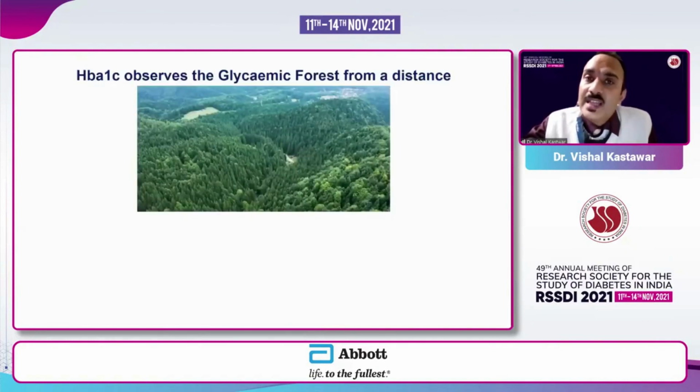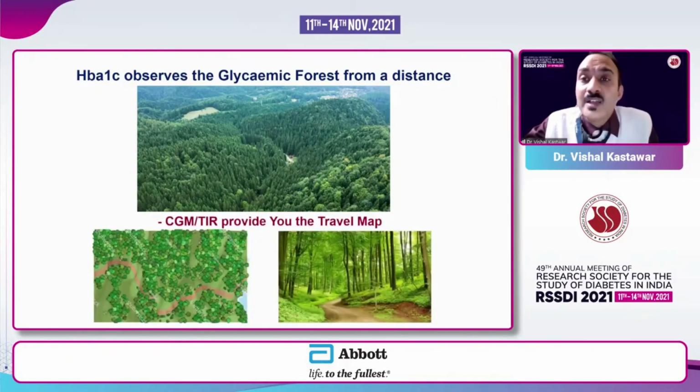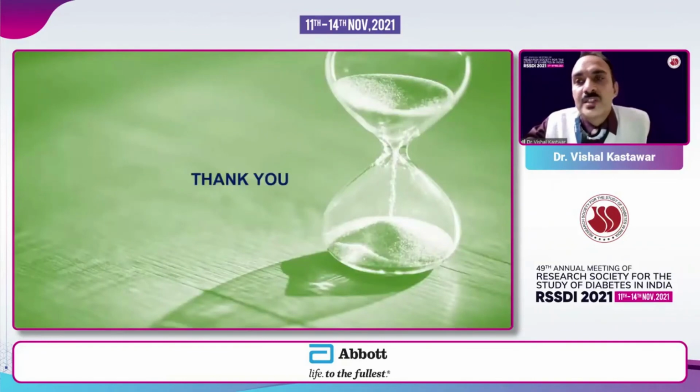Last word is that HbA1c, we've been using HbA1c for the past many years now, but HbA1c observes the glycemic forest from a long distance. We do not understand variability, while CGM and TIR maps this glycemic forest and helps us to walk through this glycemic forest. So in order to walk through this glycemic forest, we require CGM and TIR in combination with HbA1c for most of our patients.